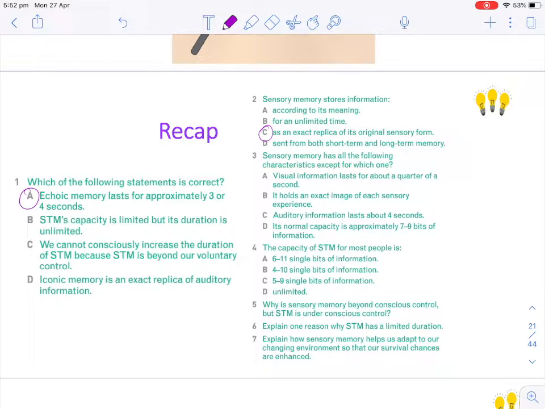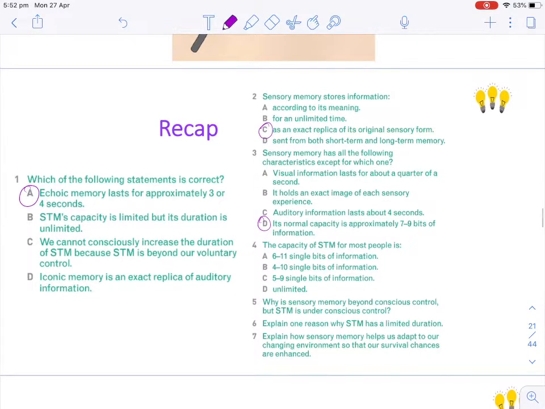So we know that sensory memory stores in its original sensory form. So if it's something that you see, it would be stored as an image. For question 3, the answer is D. So this is the incorrect characteristic because the capacity of sensory memory is unlimited, sorry. And for question 4, the answer is C. So 5 to 9 items.